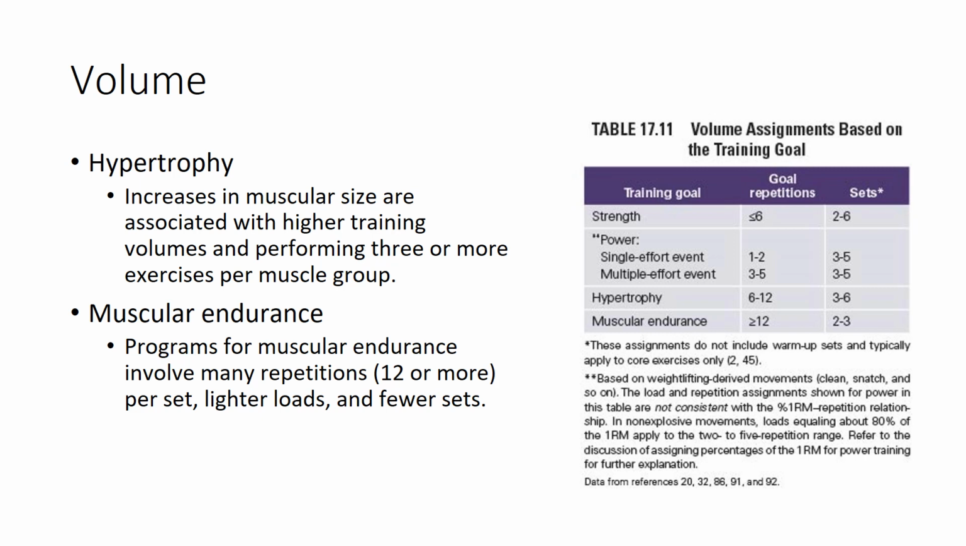in muscle size. For muscular endurance, this is for individuals performing 12 repetitions or greater, and you can see with the sets, it's between 2 to 3. So this is a little bit different to the hypertrophy training goal, where this time the load is going to be a lot lighter, and these individuals are performing a little bit fewer sets, as you can see. So with hypertrophy, the minimum would be 3 sets. With muscular endurance, it's going to be 2 sets.